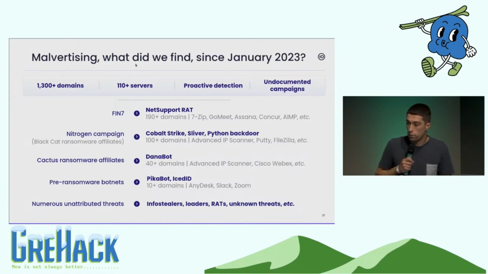Some examples on the slide: we found a campaign that distributes the NetSupport RAT with hundreds of domain names, and we allegedly attribute this campaign to FIN7, which is a financially motivated threat group active since many, many years. We also found the Nitrogen campaign I discussed in the first part, the one used by the BlackCat ransomware affiliate to gain a foothold into the victim networks.